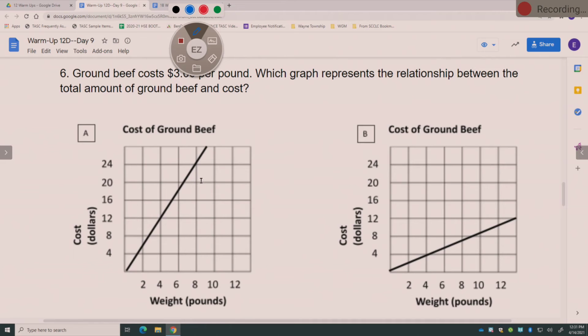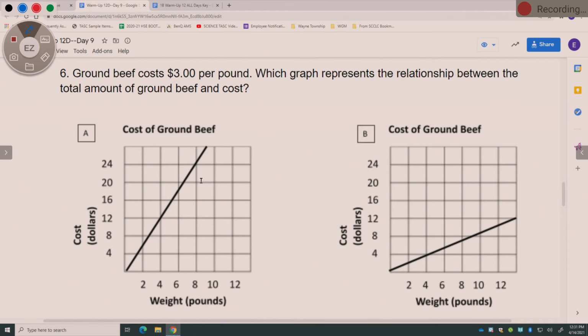Ground beef costs $3 per pound. Which graph represents the relationship between the total amount of ground beef and the cost? Well, if we know that ground beef costs $3 per pound, then we know this is our y-axis, this is our x-axis. We know that the total cost equals 3 times whatever the weight is.